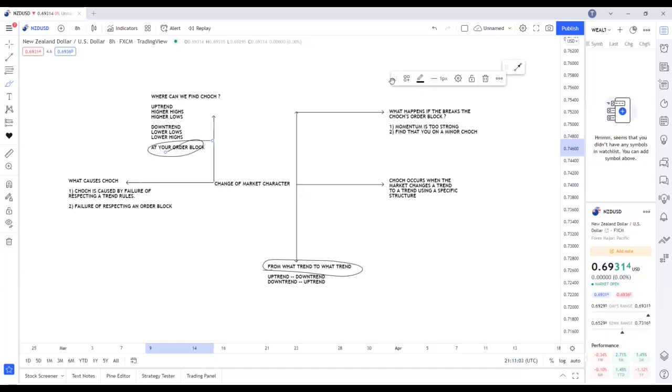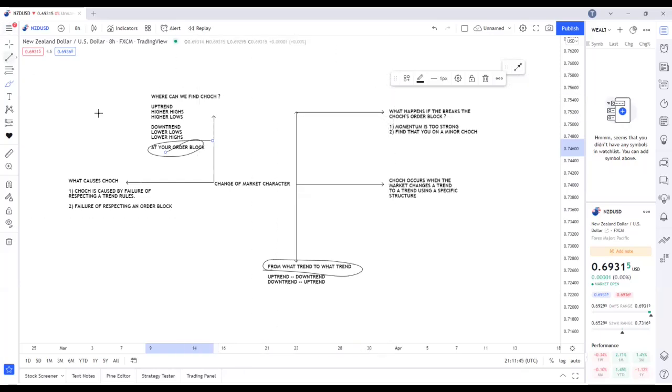From my point of view, from what I've seen so far, the reason the market would do that is that we have a strong momentum of the current trend, which means it fails to switch that trend into another trend. The buying momentum is too strong, or the selling momentum is too strong. Sometimes we find ourselves focusing on the minor change of market character instead of the major one. So you can have a minor change of market character where the market breaks it, and afterwards it creates a major change of market character. Then it starts moving in your direction.